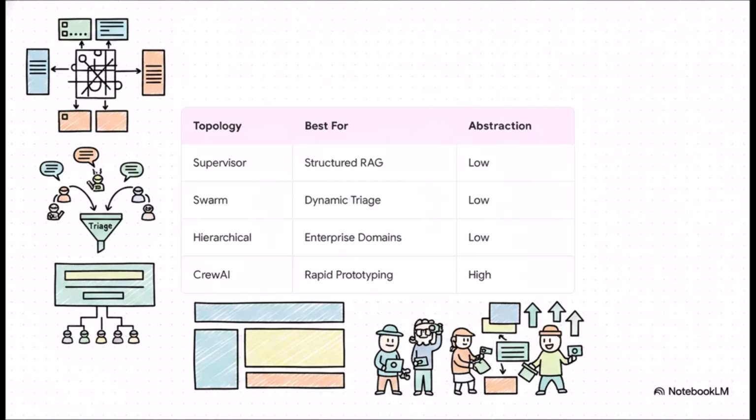Supervisor is best for structured multi-source RAG with low explicit graph abstraction. Swarm is your absolute go-to for dynamic customer service triage using low-level function handoffs. Hierarchical is for large enterprise domain separation via nested subgraphs. And Crew AI, that's the champion for rapid prototyping and role-based setups with high abstraction.